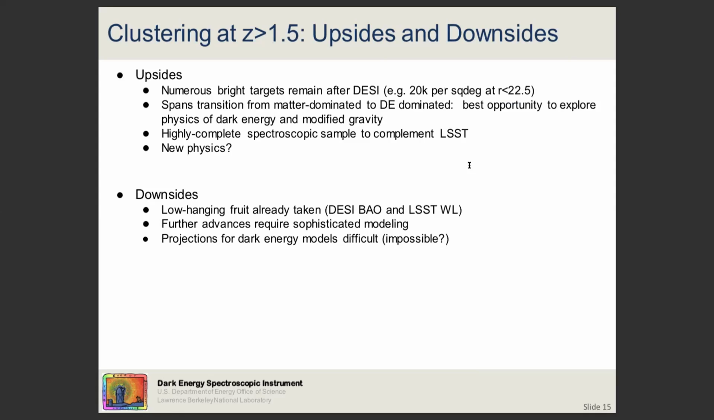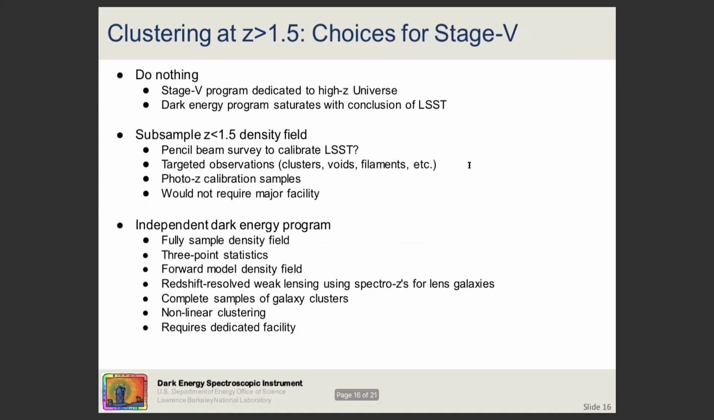Now, downsides. The low-hanging fruit in terms of cosmology studies are already taken, from LSST, Euclid, DESI, weak lensing, BAO. To really make a major advancement, you need very sophisticated modeling. And it's impossible, I think, at this point to really project forward what we're going to learn about dark energy in this regime. So those are, I'd say, the downsides. But I think we can ask ourselves where we want to go.